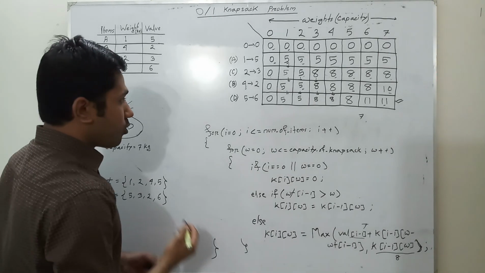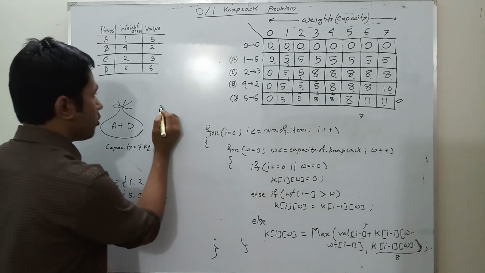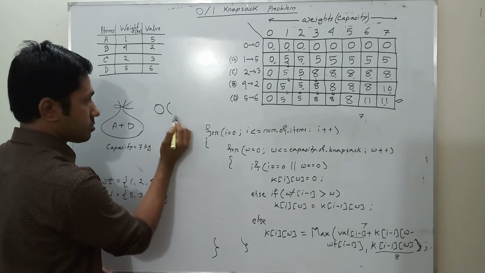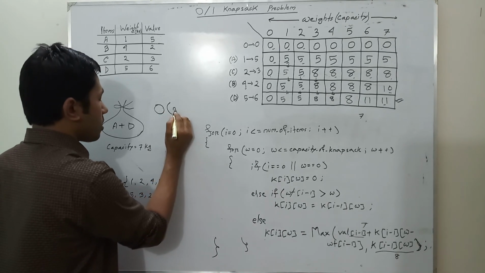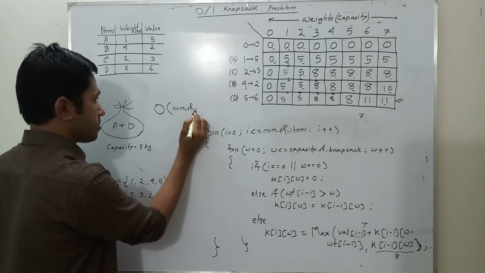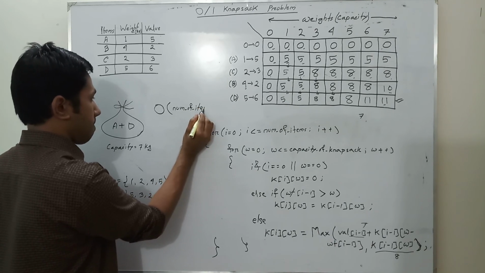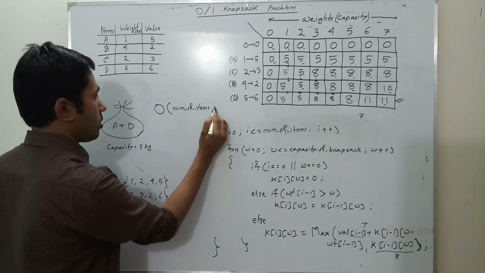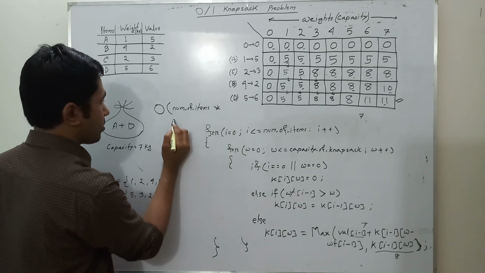Now the complexity of the problem is big O of number of items into capacity of the knapsack.